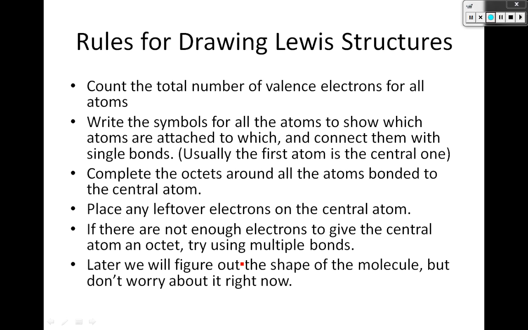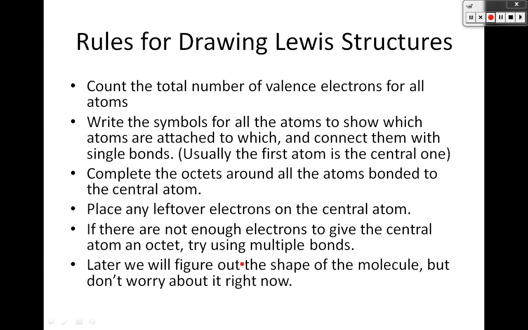Then you're going to place any leftover electrons on the central atom. If there are not enough electrons to give the central atom an octet, try using multiple bonds. So there's two things we're going to get to later. Later we're going to get to the shape of the molecule, like why water is kind of a V shape, why carbon dioxide is like a line. We're not going to worry about that right now.